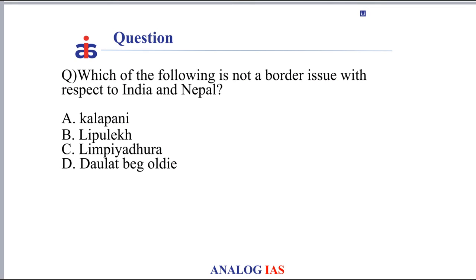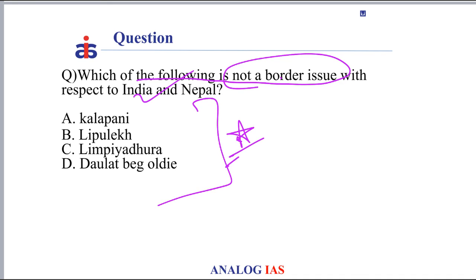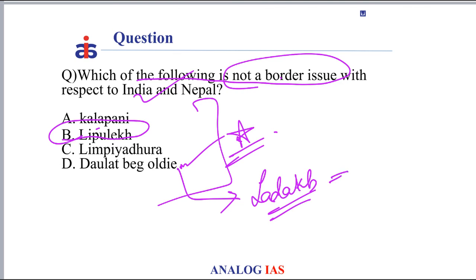Now, please try to answer this question: which of the following is not a border issue with respect to India and Nepal? Please have a look at this and answer the question. Even Lipu Lake is one such disputed area. But what about this Daulat Beg Oldi? This is in Ladakh. So, why is this important and what is its relation with the Galwan face-off with the Chinese army?